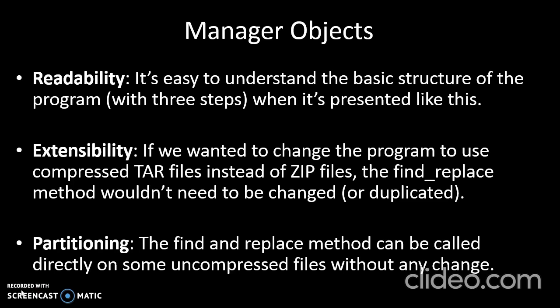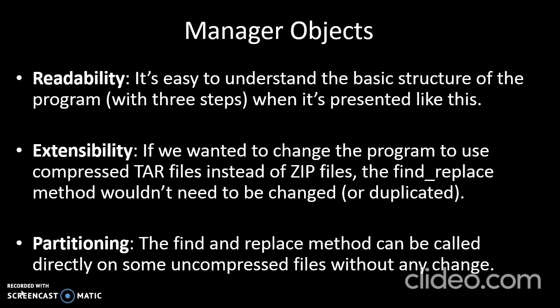Let's say it was a different type of compression we were using. We'd change the unzip, but we'd leave the find and replace exactly the same, and then we'd have to change the rezip. So we could add functionality to the manager object really easily. All we'd have to do is check if the compressed type is zip, then unzip, else untar. Then we do find and replace, then we check again which type it is, and we'd either rezip or retar.